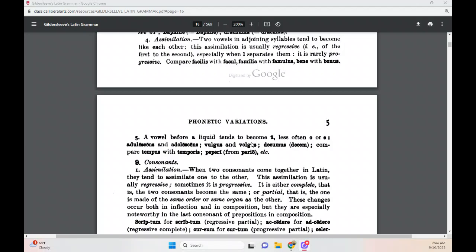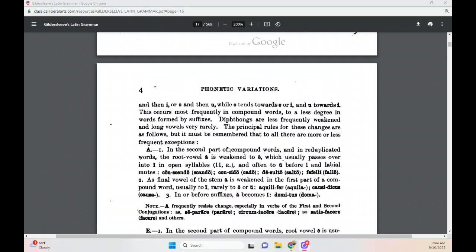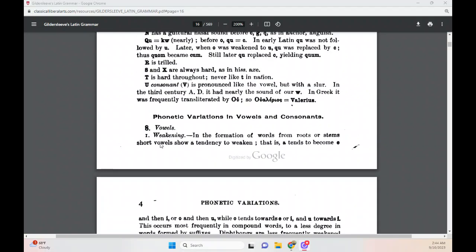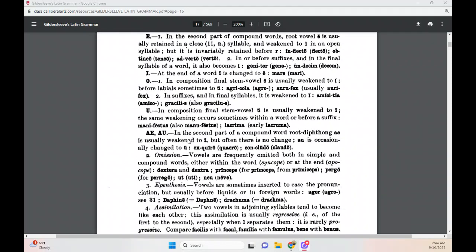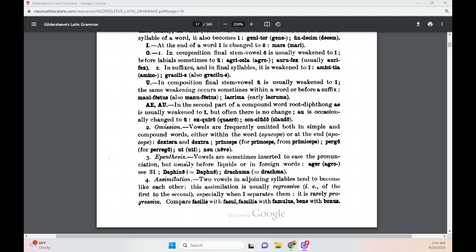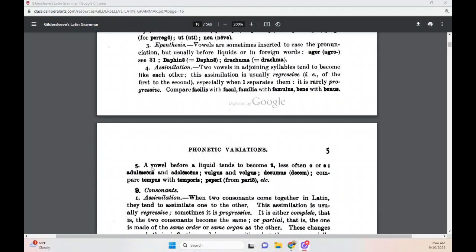So we learned 5 variations that commonly take place in vowels. The first was weakening, back up here at the beginning. We learned about weakening. Then we learned about omission, then epenthesis, assimilation, and changing to U before a liquid. 5 common variations that happen to vowels.